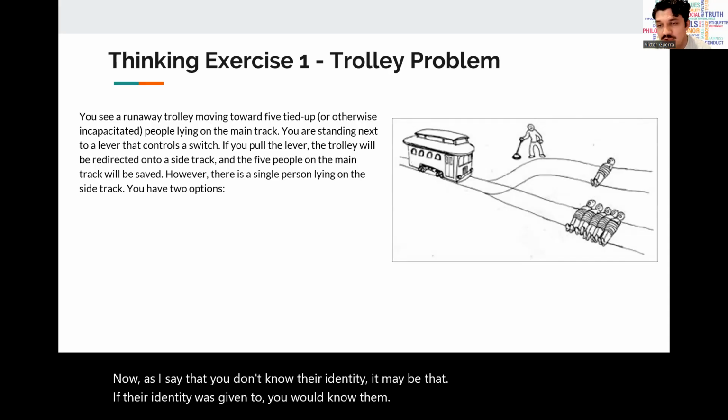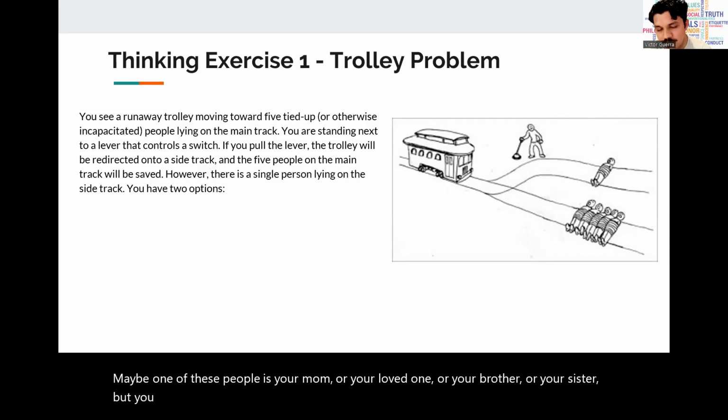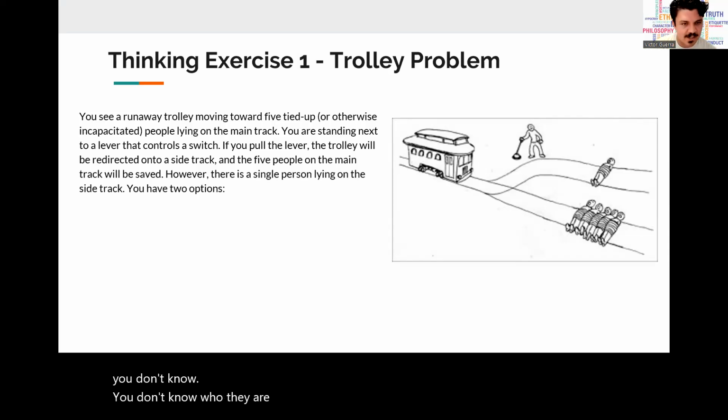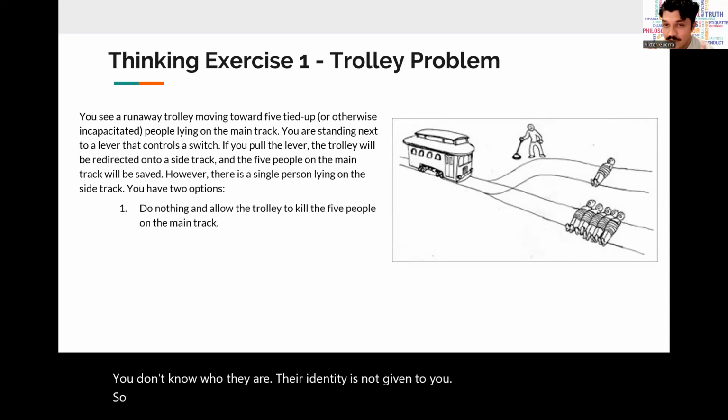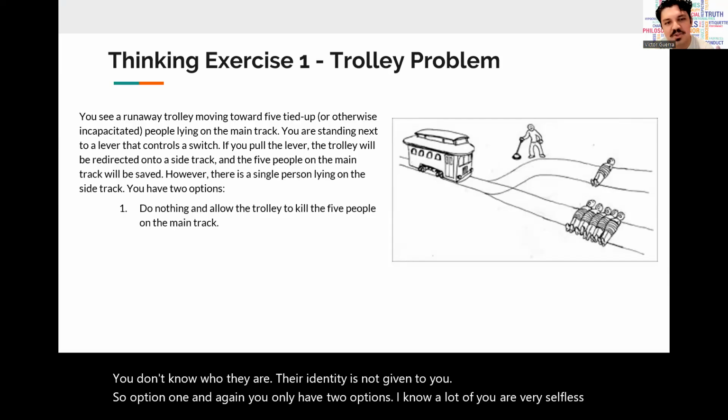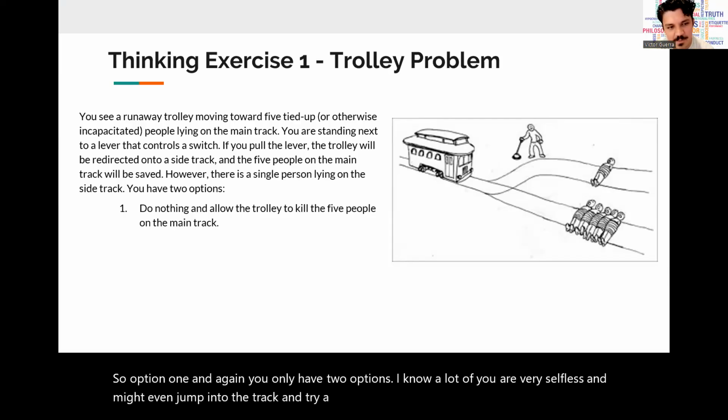Maybe one of these people is your mom, or your loved one, or your brother, or your sister, but you don't know who they are. Their identity is not given to you. So option 1, and again, you only have 2 options. I know a lot of you are very selfless and might even jump into the track and try to sacrifice yourself. That's not an option.